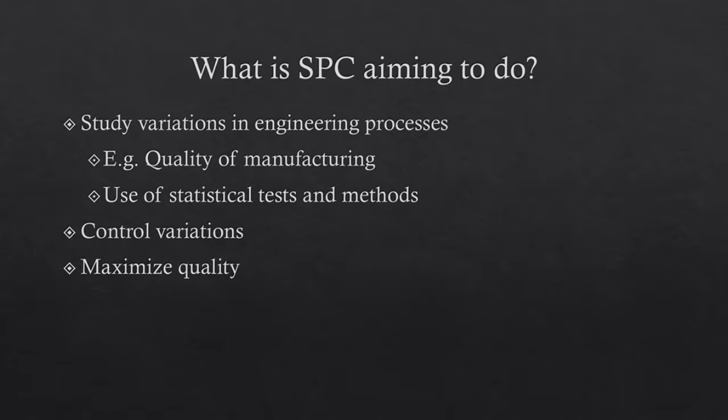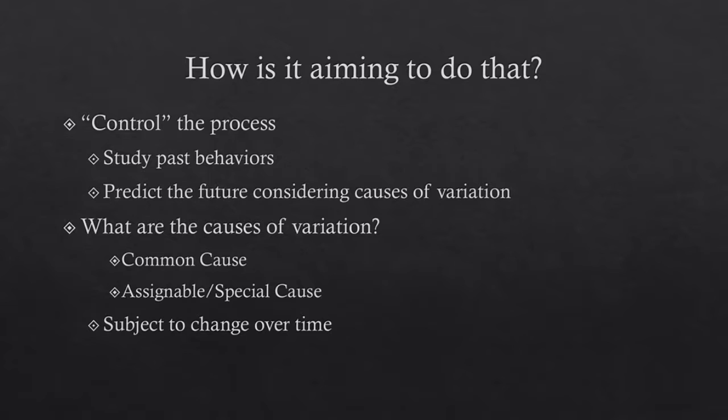It is also aiming to spot outliers and control the engineering process to maximize quality, consistency, and the normality of the data that is collected. But how is it aiming to do all that? By employing those statistical principles and procedures, the process is being statistically controlled and the causes for variation are being studied. The process is then studied to compare how it has behaved in the past, and from those patterns we are able to predict how it will behave in the future.